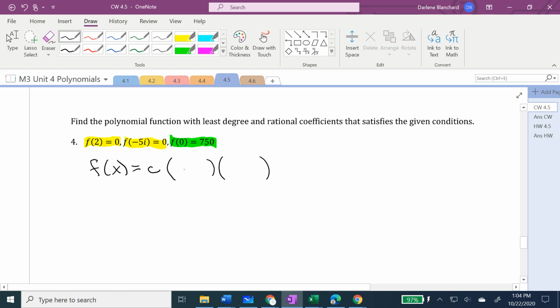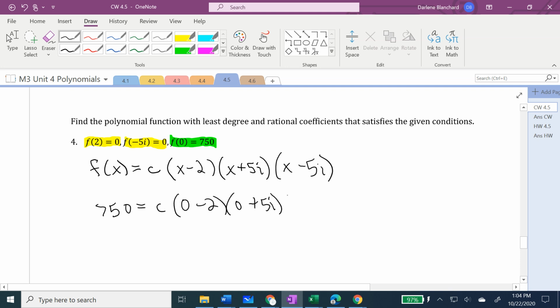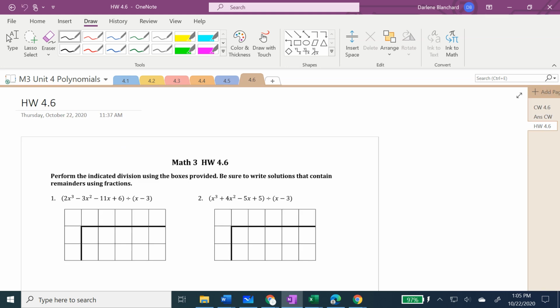So the zeros are 2, so x minus 2, negative 5i, but the conjugate has to be there as well, so I have to have this on top of it. You'll multiply that all out. Once you get it multiplied out, you will then plug in 750 for the f of x and 0 for the x's, and that will allow you to find your C value. Now, 4, 6, I need to move on to it. And I hope that helps a little bit with what you were doing there.